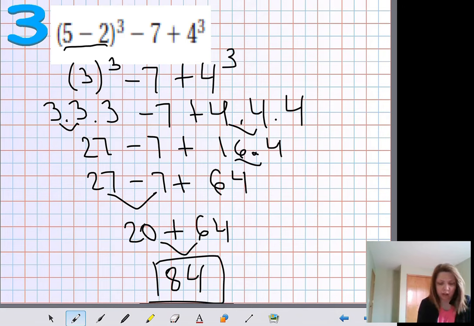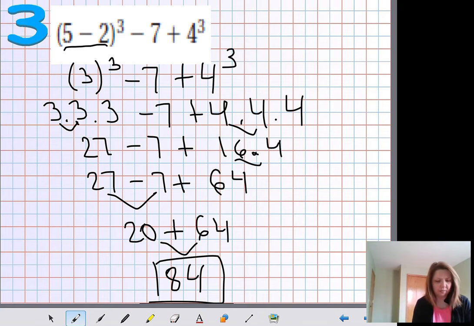If you think you're a little bit confused of how I calculated that, please pause the video and follow my examples. 3 to the third power means we multiply this number by itself 3 times. 4 to the third, same thing. 3 times 3 is 9, times 3 is 27. 4 times 4 is 16. 16 times 4 is 64. And once you have all the multiplication parts completed and simplified, then you start from left to right to subtract and add numbers. Okay, another one.